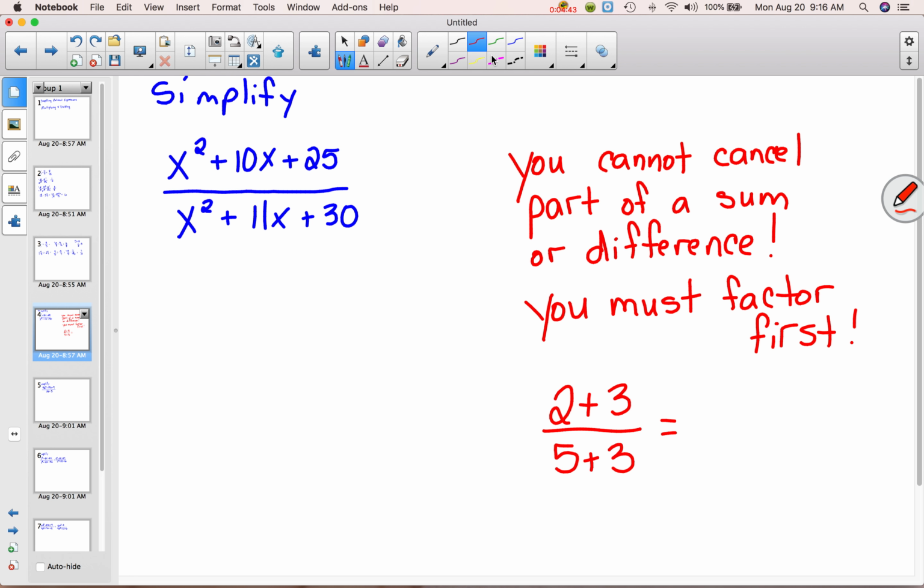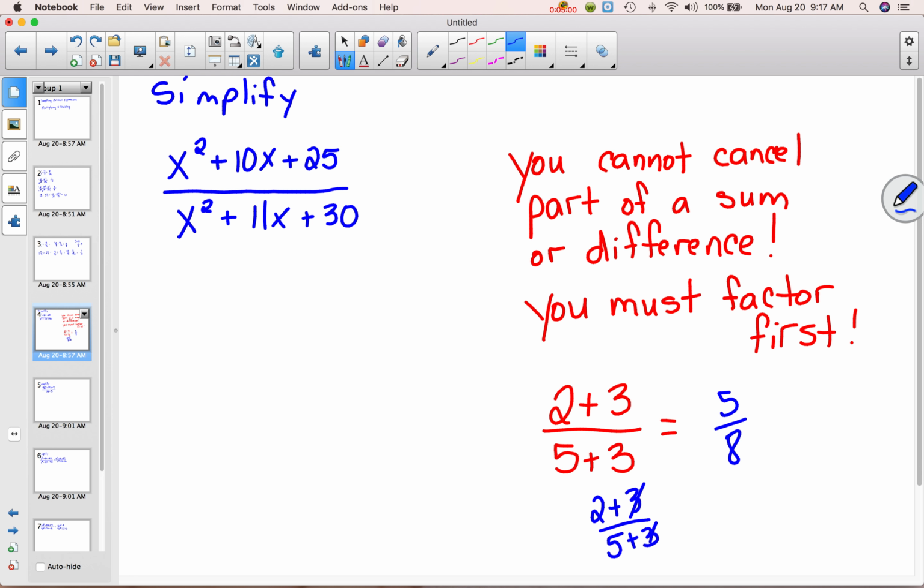Now, here's why. So this should make sense to you. If you're going to simplify this 2 plus 3 over 5 plus 3, you know to add first. So you would get 5/8, and that would be your answer. You know that this can't work. You can't do 2 plus 3 over 5 plus 3.